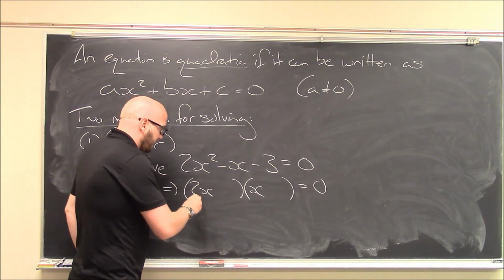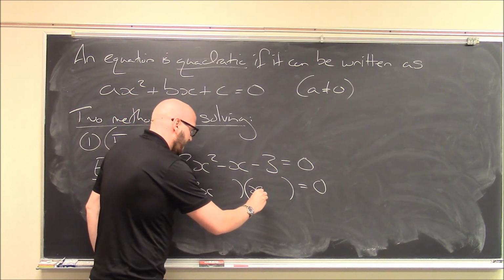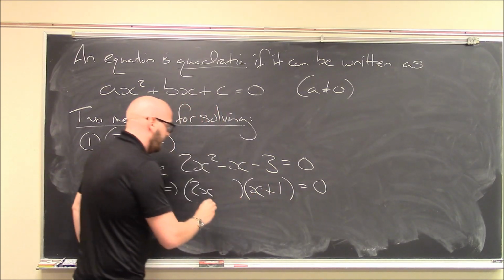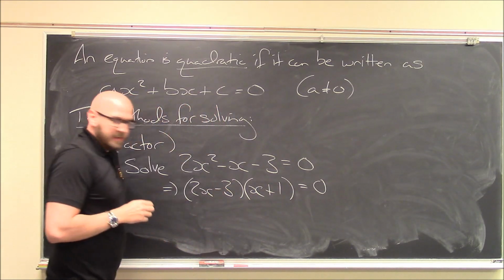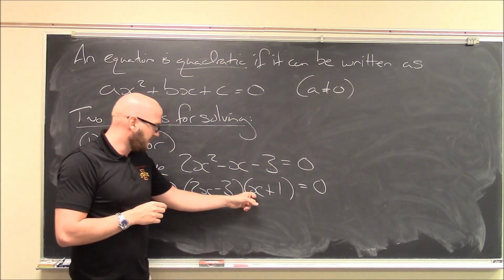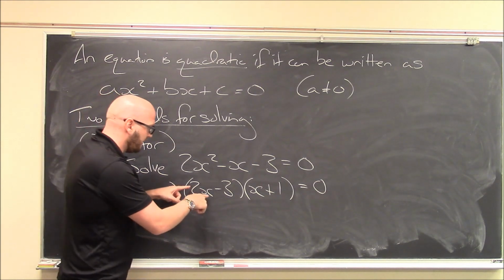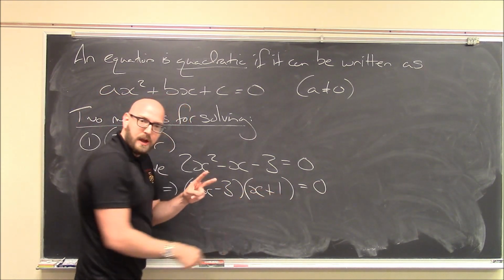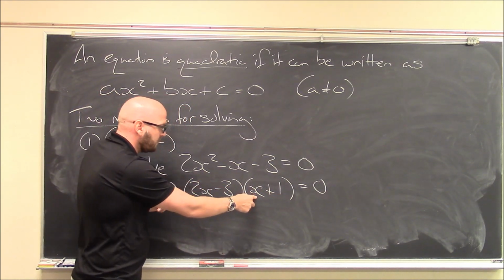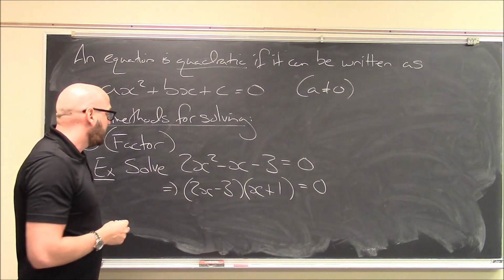So let's try this. Just looking at how this is going to distribute, how about we do plus 1 here and minus 3 here. Right, and I think that works. We've got 2x squared, we've got minus 3 as our constant, and then if I distribute this out, I've got 2x times 1 is 2x, minus 3x is indeed negative x. So that does factor. This factors exactly like this.